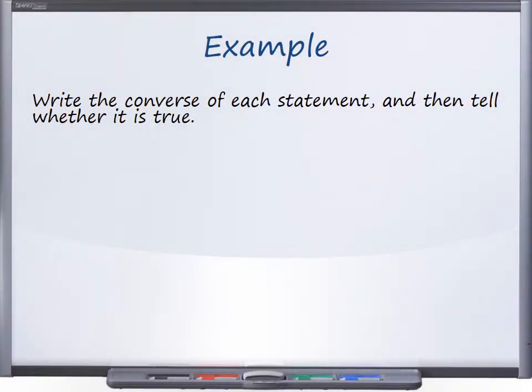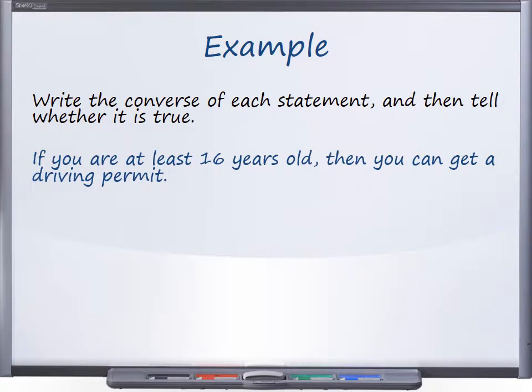So let's take an example. Write the converse of each statement and then tell whether it is true. If you're at least 16 years old, then you can get a driving permit. And let's assume we're in the state of Connecticut. I should have indicated that. So if you are at least 16 years old in the state of Connecticut, then you can get a driving permit. So the converse of this statement, again, will flip-flop the hypothesis and the conclusion.